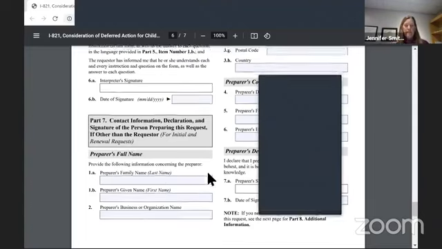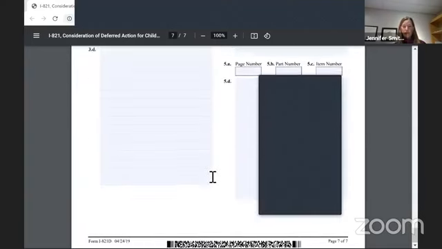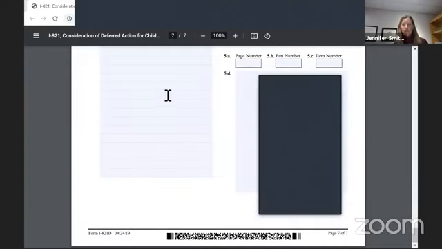Okay. That's everything. Es todo para ese formulario. Okay. So, pero cuando aplicar para DACA hay 3 formularios.